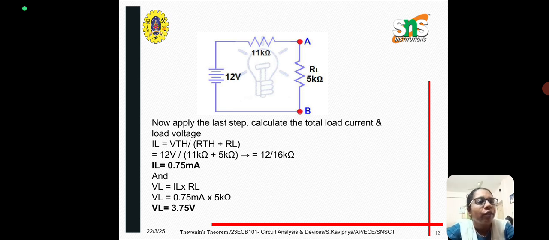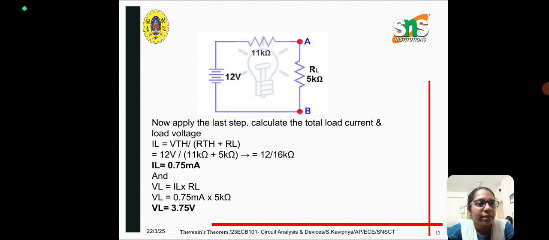After that we have to find the current that flows through the RL, which is VTH divided by RTH plus RL. After calculating the current, we have to find the voltage available across the load resistor, which is the load current into the corresponding resistor, that is 0.75 milliampere into 5 kilo ohms. So the voltage available across the load resistor is 3.75 volt.